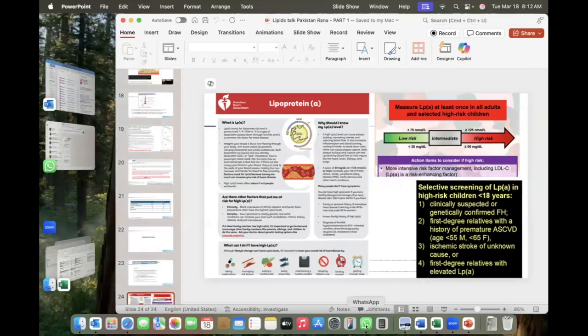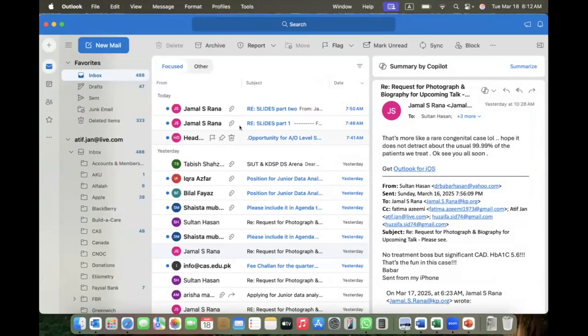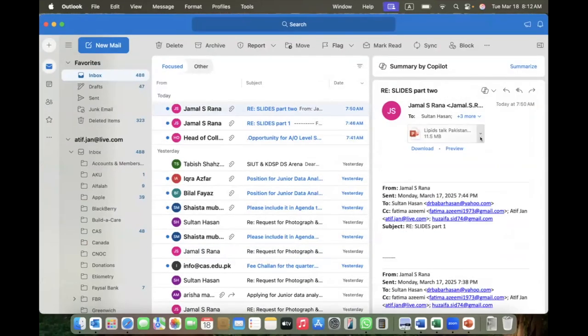Are there any medications specifically targeting ApoB and lipoprotein(a)? So I was going to come to that. For ApoB, there's no specific medication. ApoB actually comes down with statins and PCSK9 inhibitors and all those things.